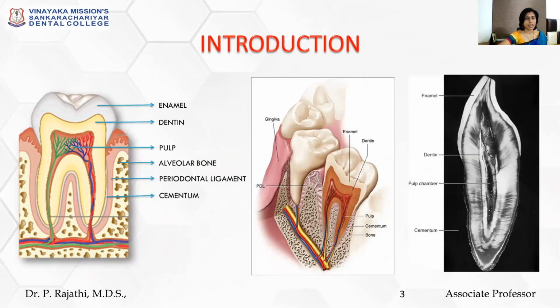Let's have a short recap on what are the structures of the teeth. So this is the cross section of the tooth where you can see the outer portion of the crown is covered by enamel and the outermost covering of the root is made up of cementum. Dentin and pulp are the other structures which extend both in the crown portion and also in the root portion of the tooth.